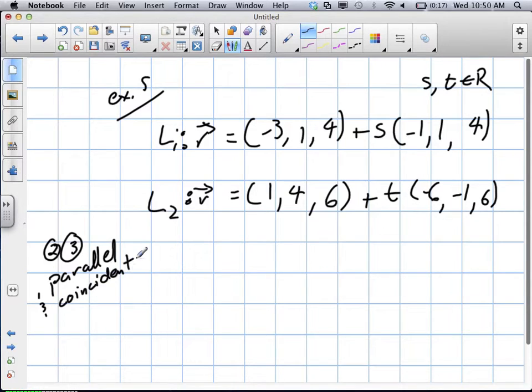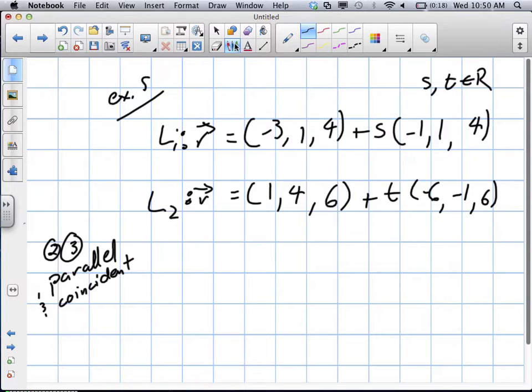Okay. Now we know coincident lines will also be parallel to each other. So that's the very first thing we're going to check for. Are these 2 lines parallel to each other? If they are, are they coincident? If they're not parallel, then we definitely don't have coincident lines either, and it disproves both cases.